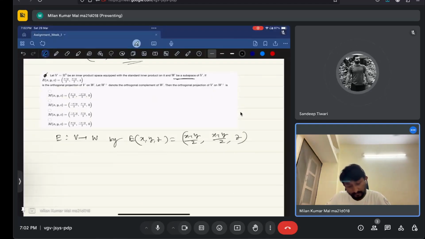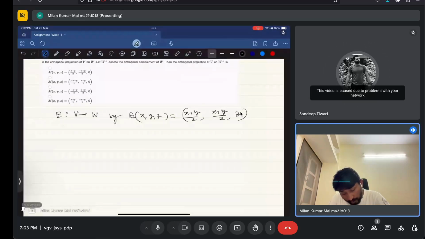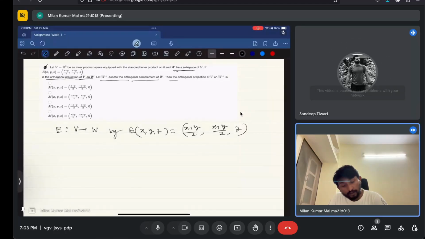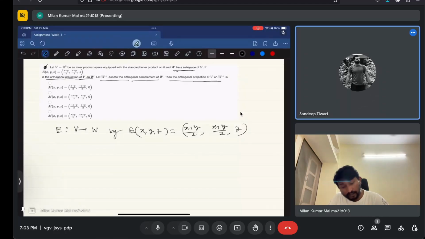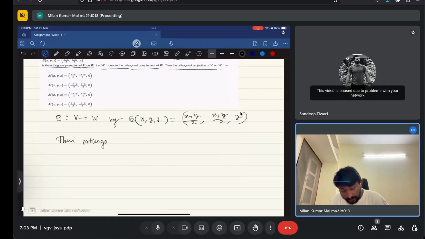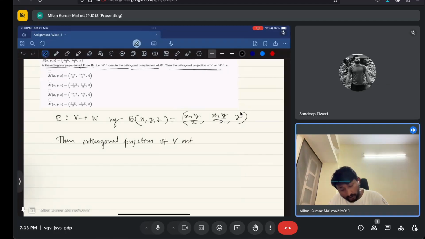So let's see. Option A is the correct option. What is the question here? E is the orthogonal projection of V on W. If W perp is the orthogonal complement of W, then I minus E is the orthogonal projection of V on W perp.